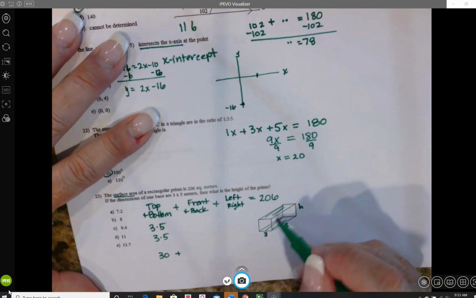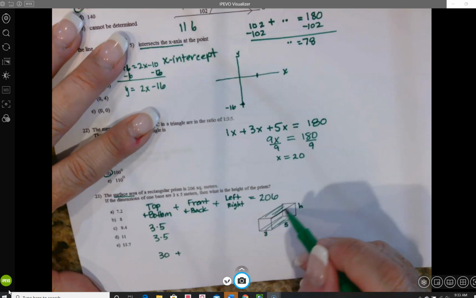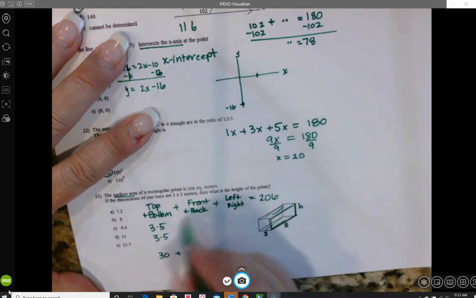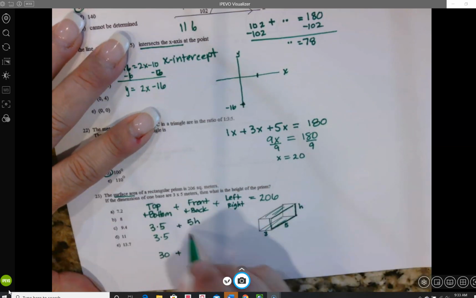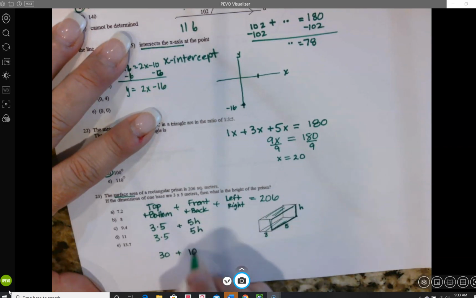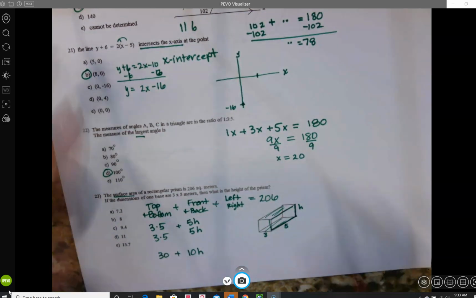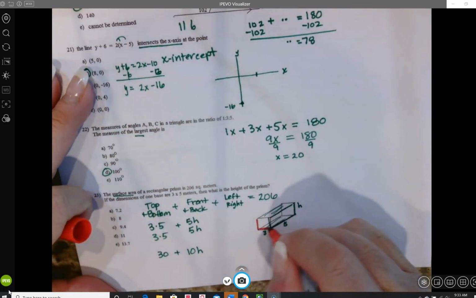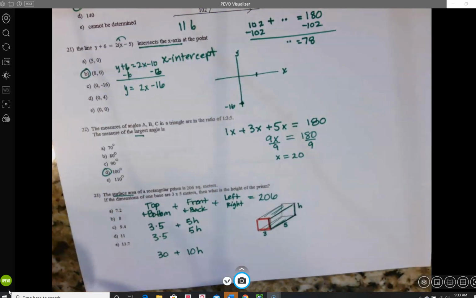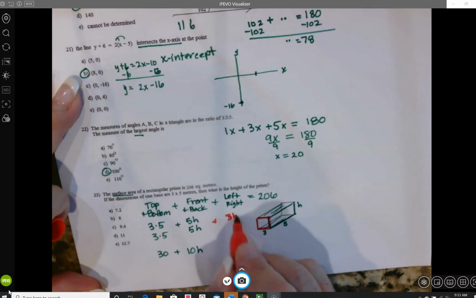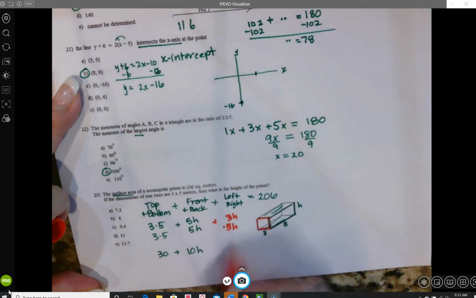Now my front is this piece right here. I'm going to call that the front, and that's 5 times h. And then the back is also 5h. So that's going to be a 10h. And then my left and right is going to be that little red box there, and that's going to be a 3 times h. So I'm going to write a 3h and a 3h. So then I have 6 h's there.